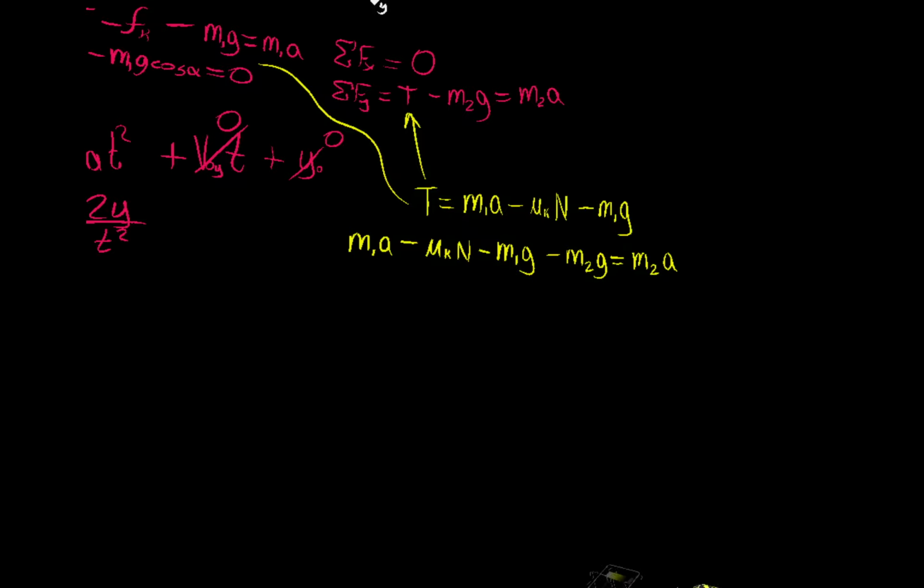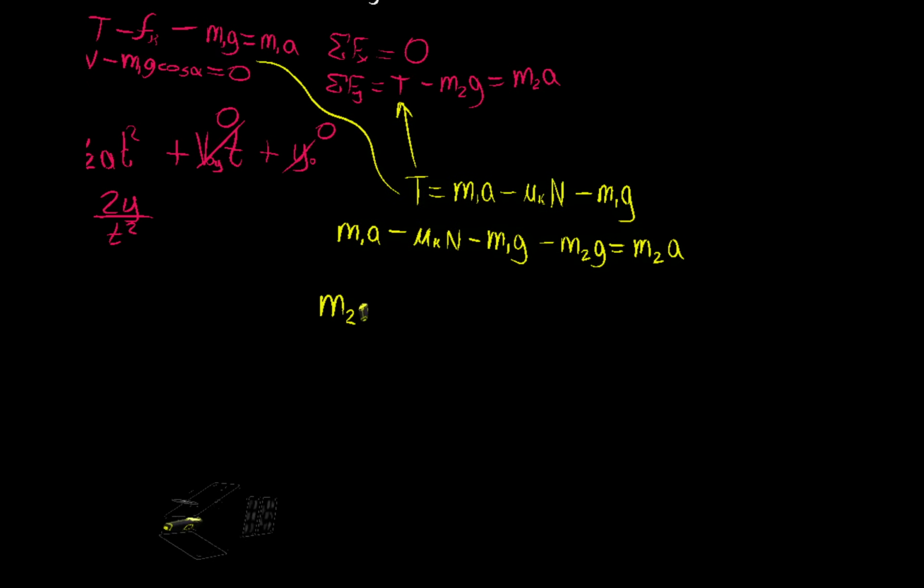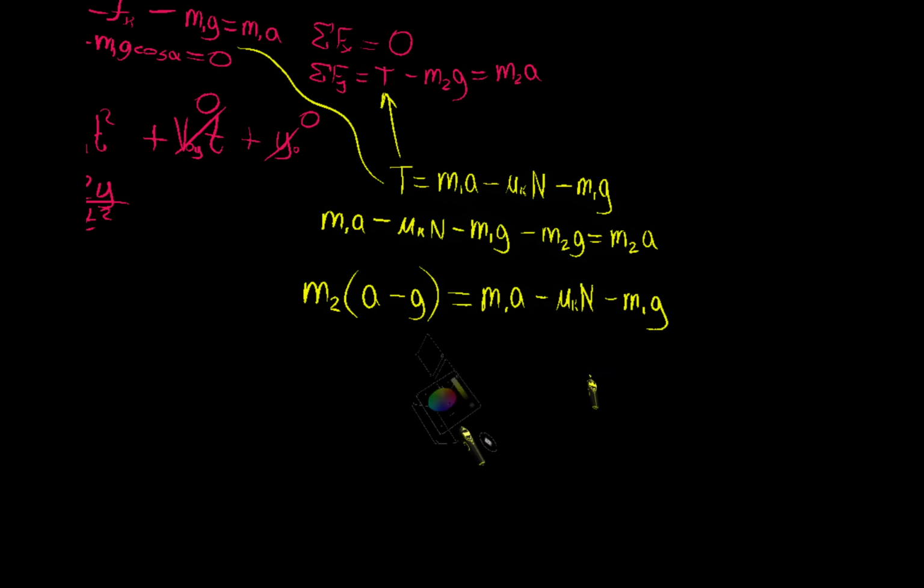So now, is there a way that we could solve for m2? Well, yes, we can. m2, let's see, a minus g is equal to m1a minus mu sub k n minus m1g. Did I do that right?